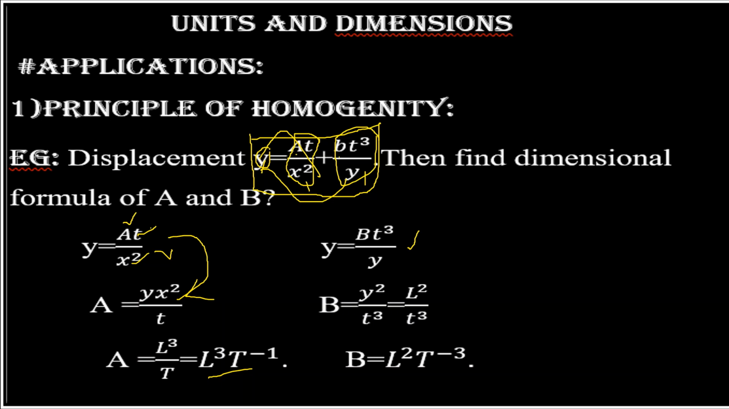The same thing we should do in B also. For B, we send y here and t cube here. We get finally y square by t cube for B. Y square represents a length term, that's why L square. T cube represents time, that's t cube. Finally it becomes L square t power minus 3. And if you substitute L cube t power minus 1 here and find the dimensional formula, finally it becomes the dimensional formula of length here and here both, because here it represents length. That's the meaning of the principle of homogeneity.